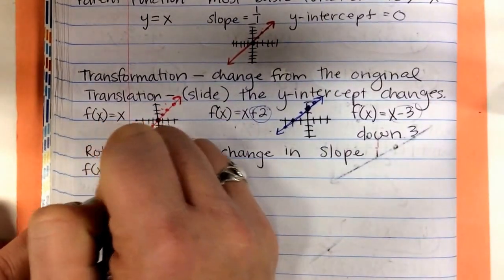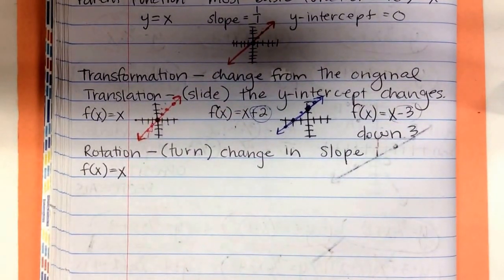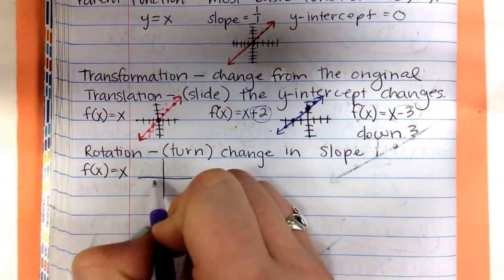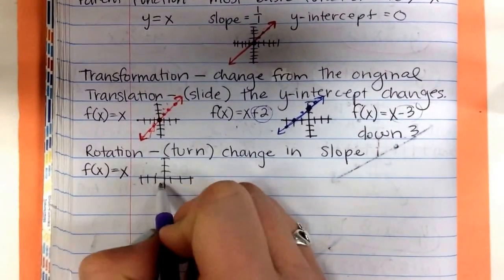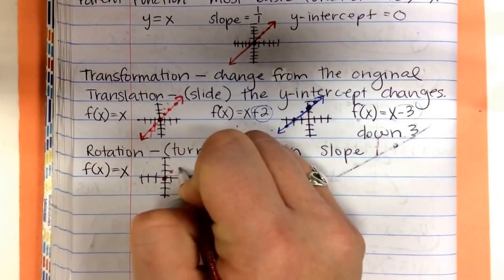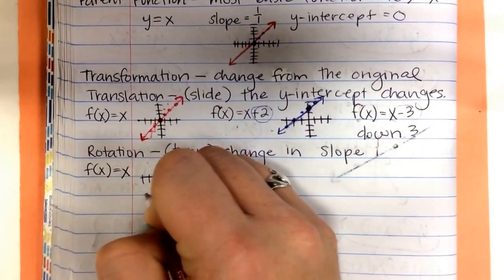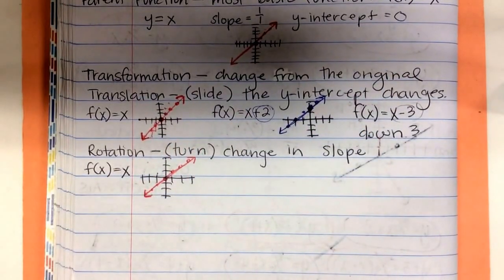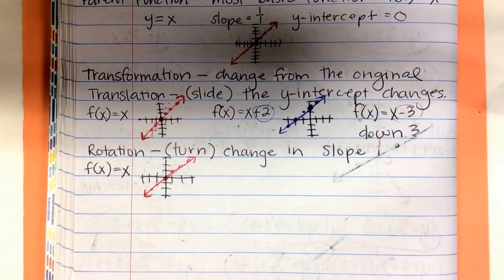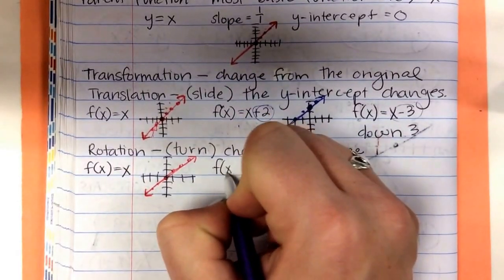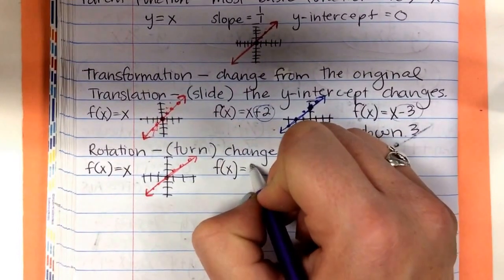Let's start again with our parent function, where everything begins, of f of x equals x. 1, 2, 3, 1, 2, 3. And hopefully the parent function gets pretty easy to graph. It's just a perfectly diagonal line through the middle. And let's graph this next function that is 2x.